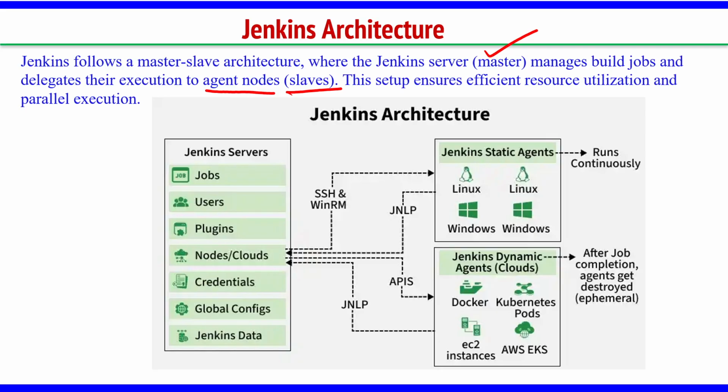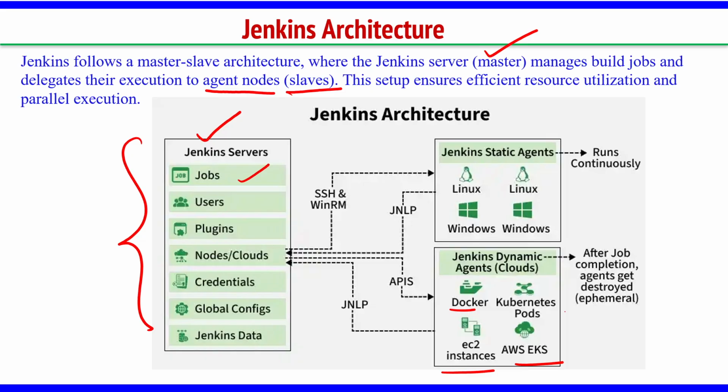If you see the architecture here, we have the Jenkins server managing the jobs, that is the tasks, and then users, plugins, cloud, credentials, everything is taken care of by the master. And then we have slaves, a lot of agents, right? Jenkins static agents and dynamic agents, something like Docker, EC2, AWS, Kubernetes service, Kubernetes pods, everything is supported in Jenkins. So all these are slaves. Based on the instructions from the server, the slaves will automatically work and do the tasks.